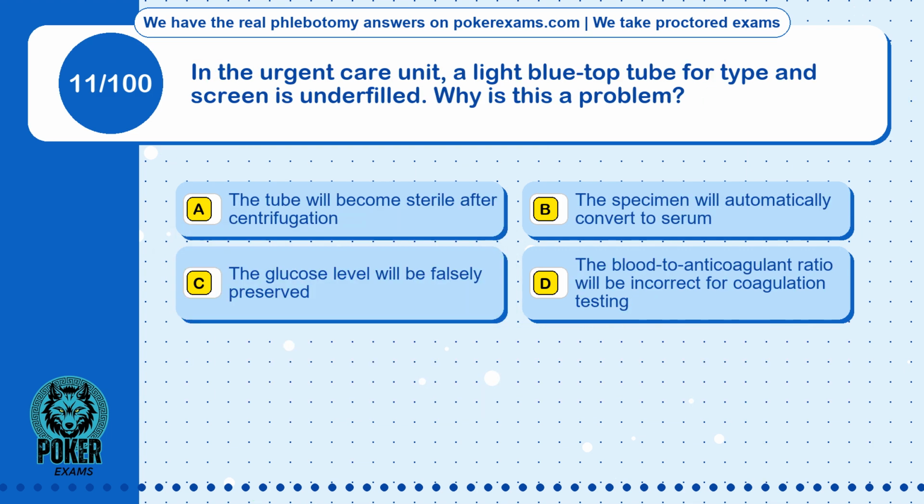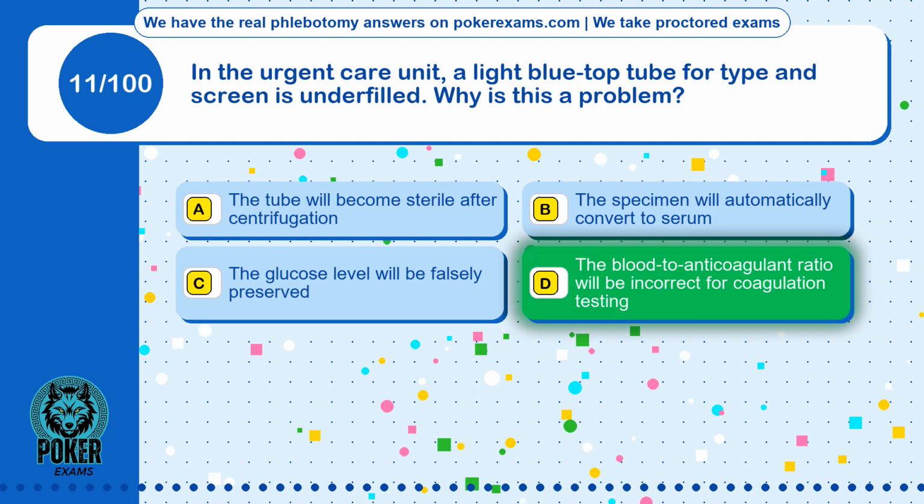Question 11. In the urgent care unit, a light blue top tube for type and screen is underfilled. Why is this a problem? Option A. The tube will become sterile after centrifugation. Option B. The specimen will automatically convert to serum. Option C. The glucose level will be falsely preserved. Option D. The blood to anticoagulant ratio will be incorrect for coagulation testing.